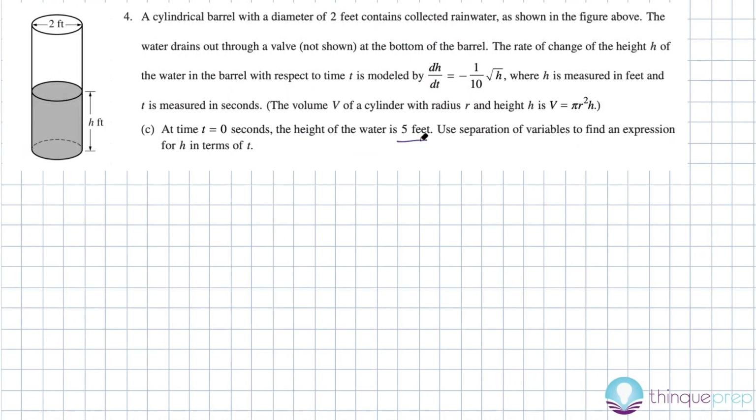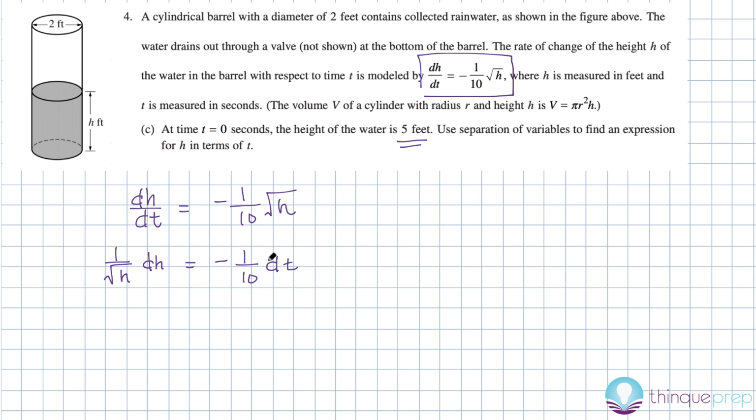Use separation of variables to find an expression for h in terms of t. So this is our differential equation that we're going to start with. dh dt is equal to negative 1 over 10 square root of h. And so what we're going to do is divide both sides by root h to get it over to the left-hand side. So this is 1 over root h. And then we're going to multiply both sides by dt. So then we get 1 over root h dh is equal to negative 1/10 dt.